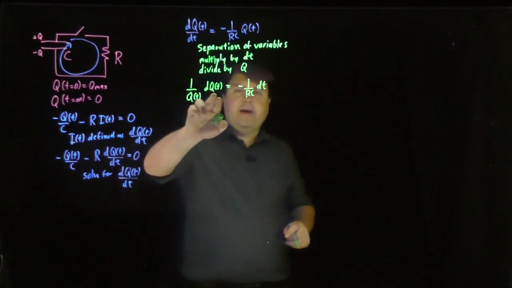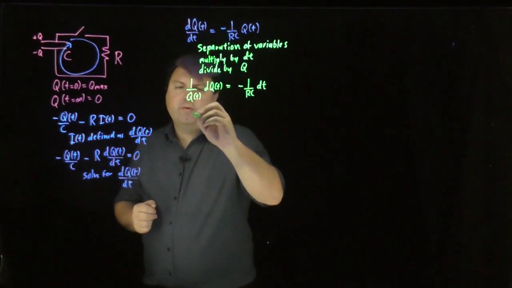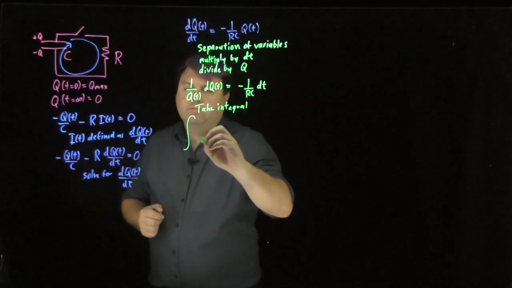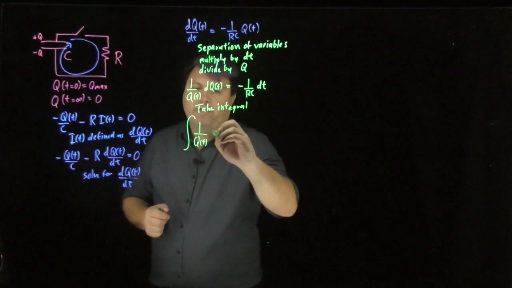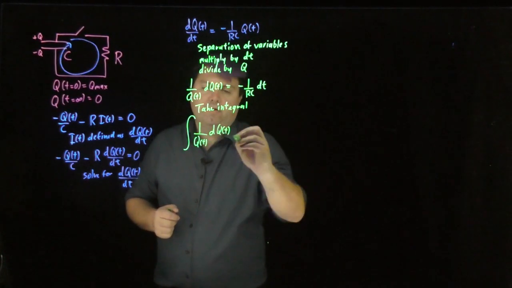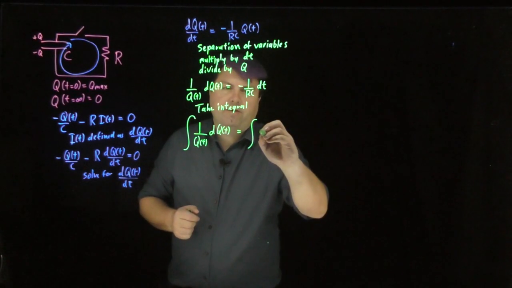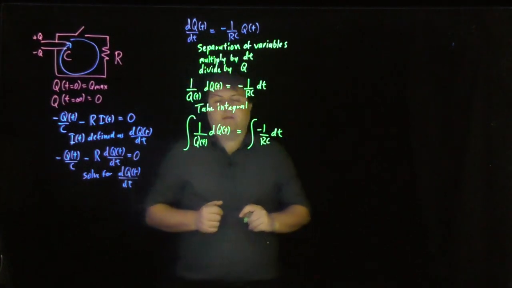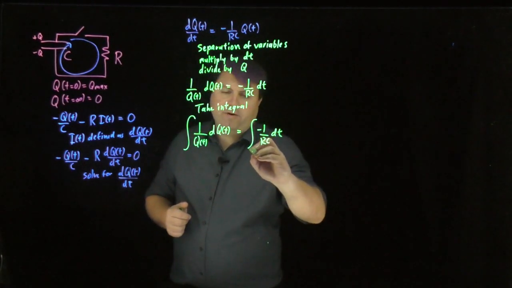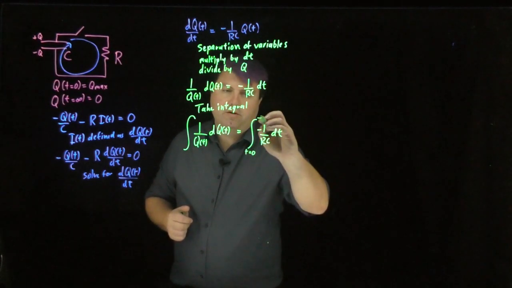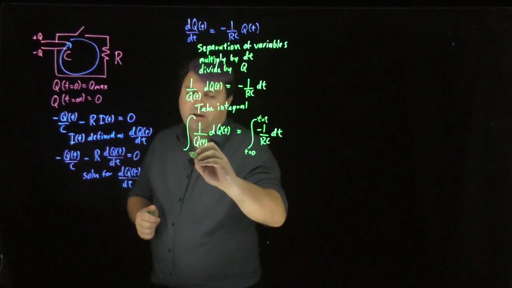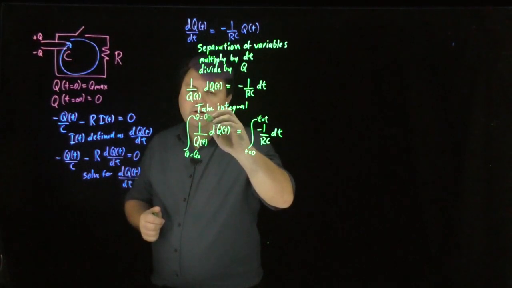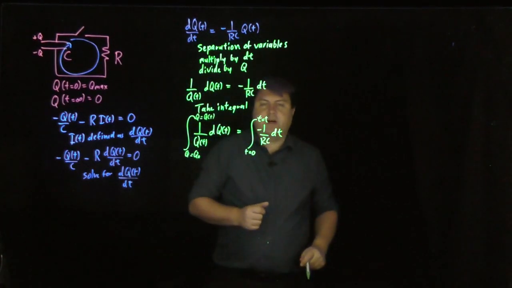And so now we see that we have the setup for an integral. So we want to take an integral. So we have 1 over Q(t) dQ on this side, so we're integrating over charge, and then we're integrating negative 1 over RC dt. We can pull that negative 1 over RC out, but we are integrating over time. We're integrating from time equals 0 to time equals t. And so we have Q equals Q naught to Q equals Q as a function of time.